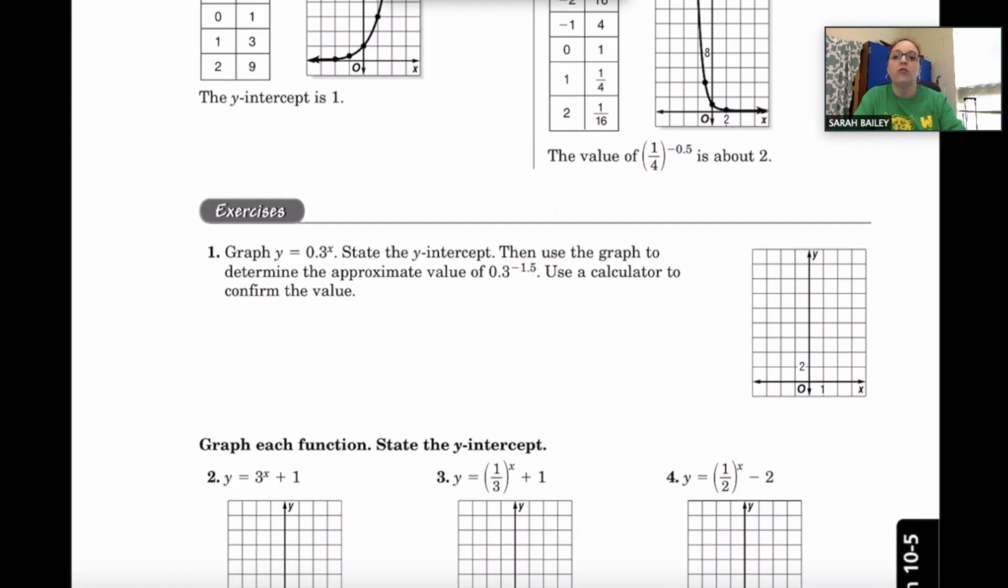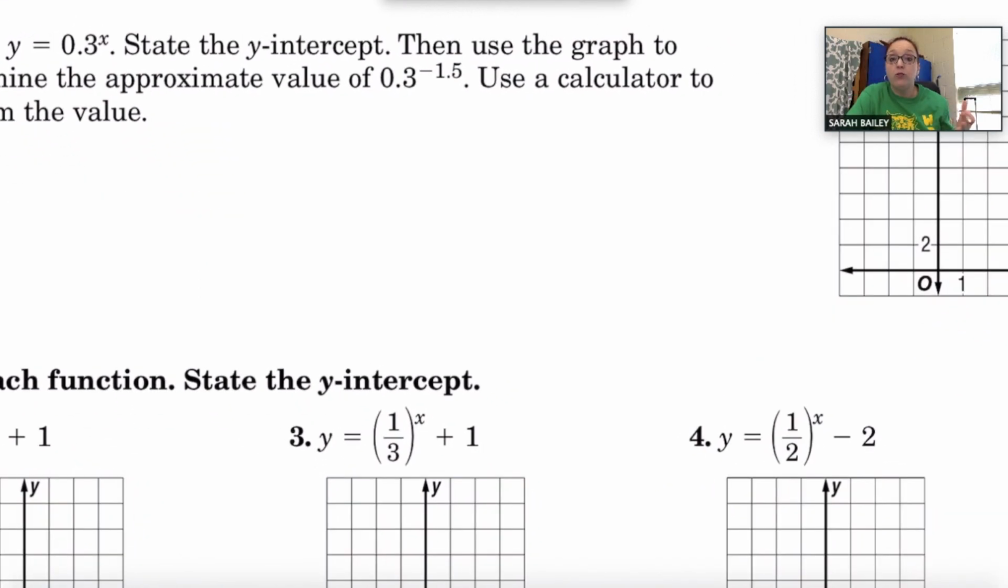So let's look at the first problem. It says graph y equals 0.3 to the x power. State the y-intercept. Then use the graph to determine the approximate value of 0.3 to the negative 1.5 power. Use a calculator to confirm the value. So the first thing we're going to do is make a table to help us graph that. You can pick whatever values you want for x, and then we'll substitute them into the equation to figure out the corresponding y values.